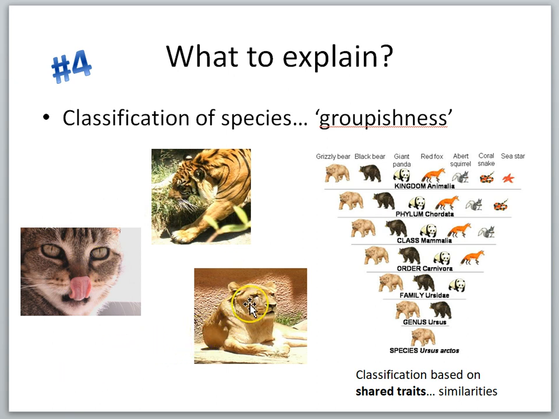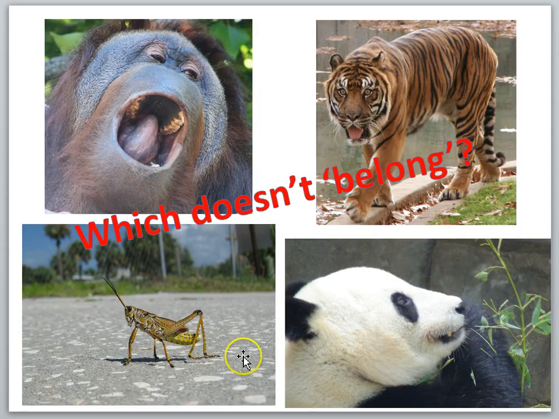Why is it that some species can be grouped closer together in a sense, or put in the same group, compared to other species that don't fit in that group? For example, in this slide here, we see 3 species that seem to belong in a group and a 4th one that doesn't belong. We've got 3 mammals here, and then we've got the grasshopper, the insect. This is an orangutan, a tiger, and a panda bear. And again, the question then for naturalists was, why is it that these 3 have more shared characteristics than they do with this one down here? We're going to call that the puzzle of groupishness.